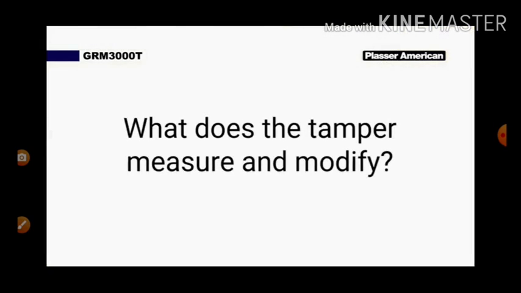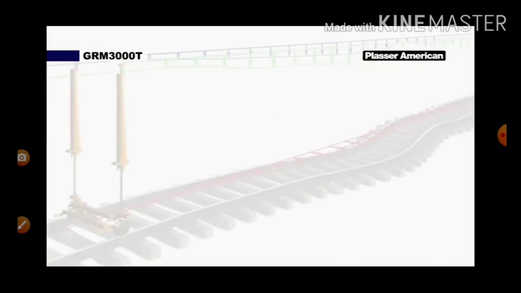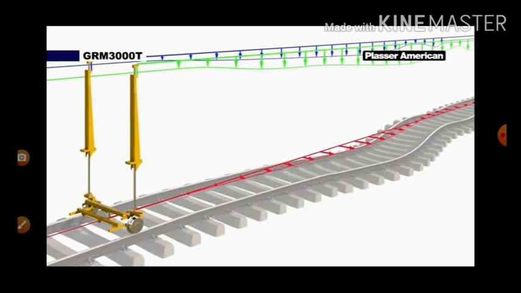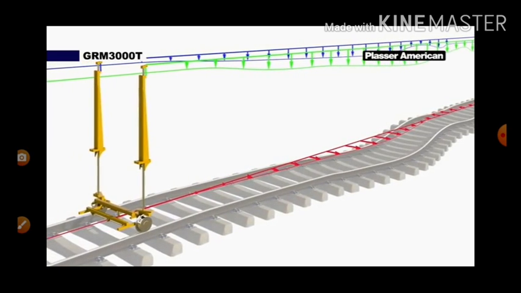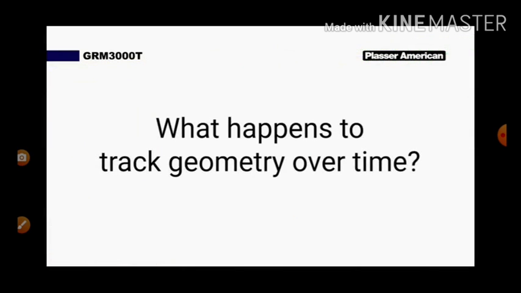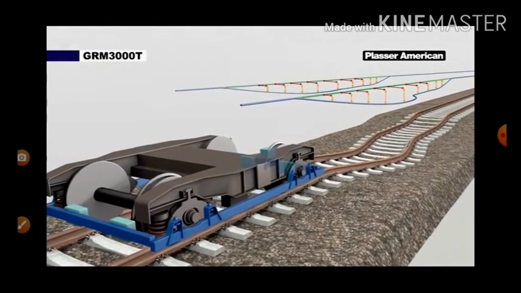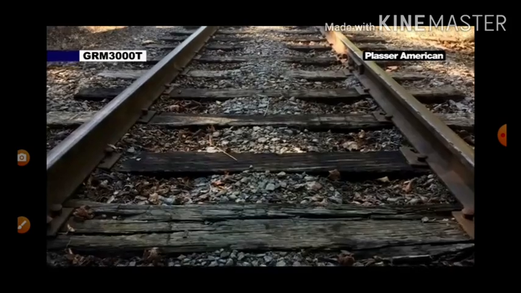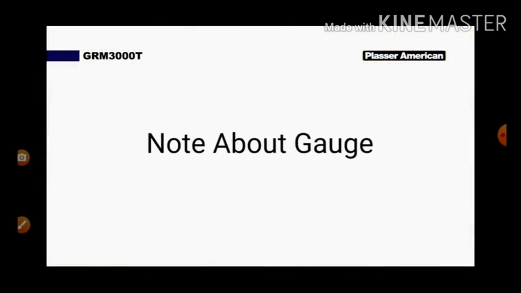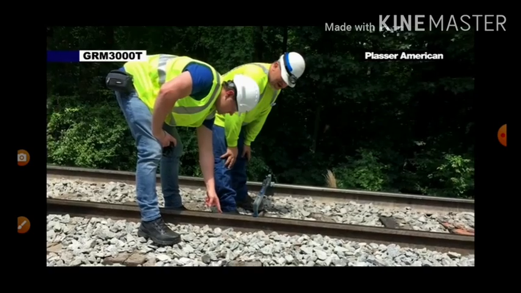What does the tamper measure and modify? The tamper measures the following parameters: horizontal alignment, super elevation, left and right longitudinal profile. What happens to the track geometry over time? Track geometry design is exposed to external influences such as traffic, weather, etc. The track starts deviating from the design.